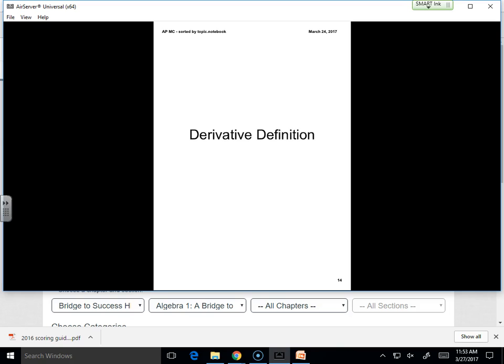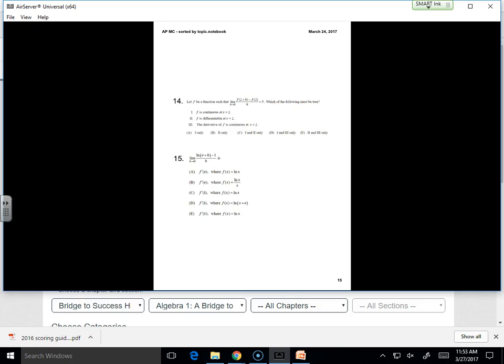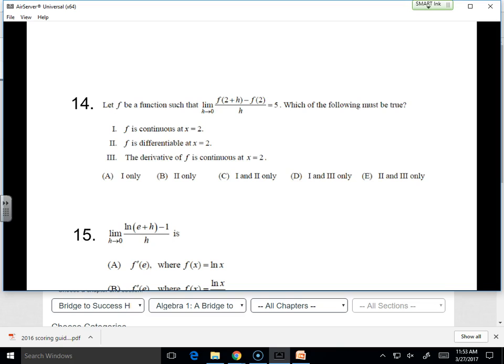All right. Multiple choice stuff. What do we got? All right. Derivative definition. So we have to do the limit. Maybe. You don't have to do the limit, you just have to be able to interpret the limit. Ready, set, number 14, go. Limit as h approaches 0 of f of 2 plus h minus f of 2, all over h, equals 5.